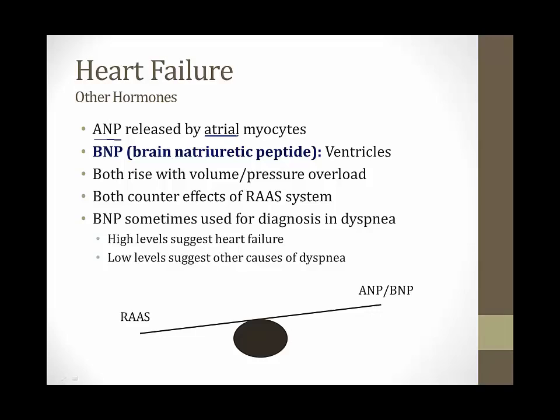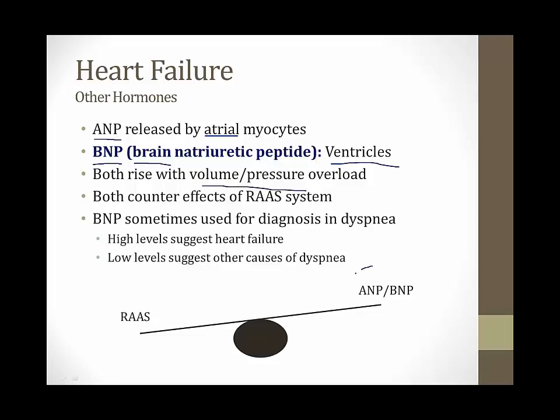There is a similar protein with similar effects on the body that is released by ventricular myocytes. It is called BNP. BNP stands for brain natriuretic peptide. It has the word brain in it because that's where it was first discovered, but it's released by ventricular myocytes, and it's released in response to volume and pressure overload, just like ANP is in regards to atrial myocytes.